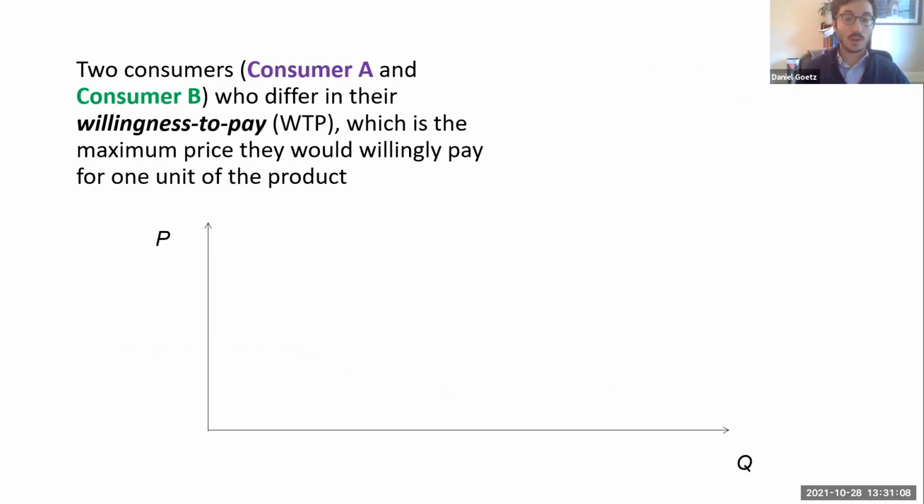But now we're going to go back to the economics tools to say, how would you set the price if you had more information about the demand curve, about consumers' willingness to pay? So let's take a look at an example. Let's suppose we have two consumers, consumer A and consumer B, and they differ in their willingness to pay. That's the maximum price that they would willingly pay for 1 unit of the product. And let's imagine that each consumer only wants to buy at most 1 unit of the product.